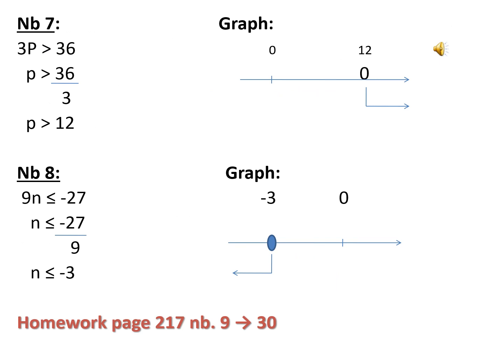Number 7. 3 times p greater than 36. p is greater than 36 over 3. p is greater than 12. And we graph the solution. Number 8. 9 times n is less than or equal to negative 27. To solve for n, I'm going to divide negative 27 by 9. So n is less than or equal to negative 3.